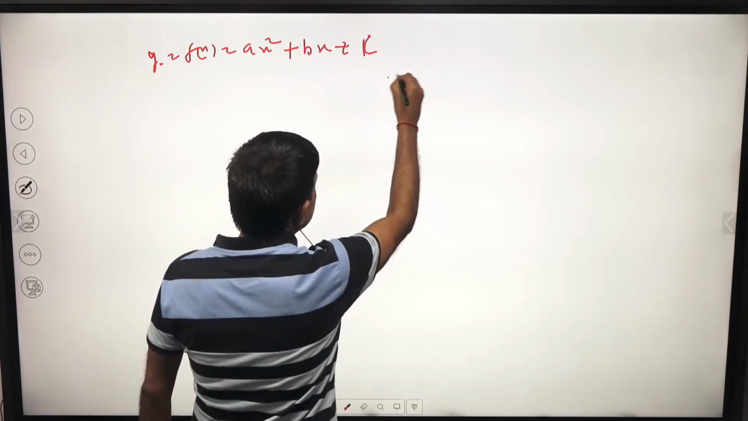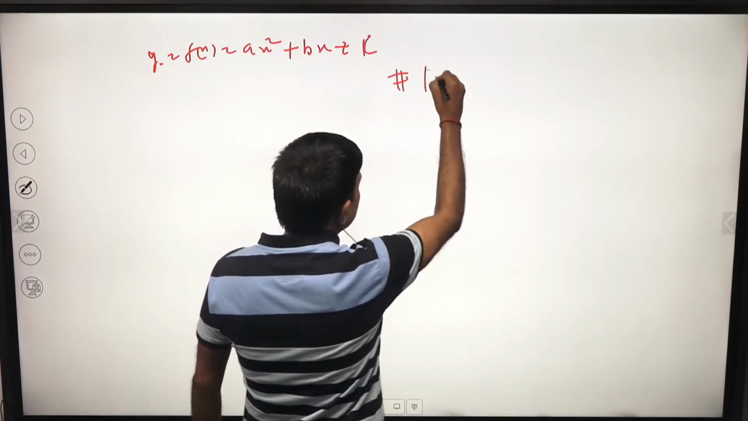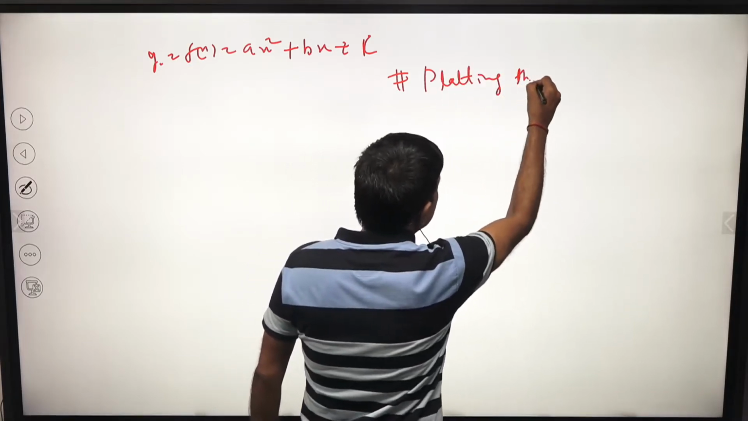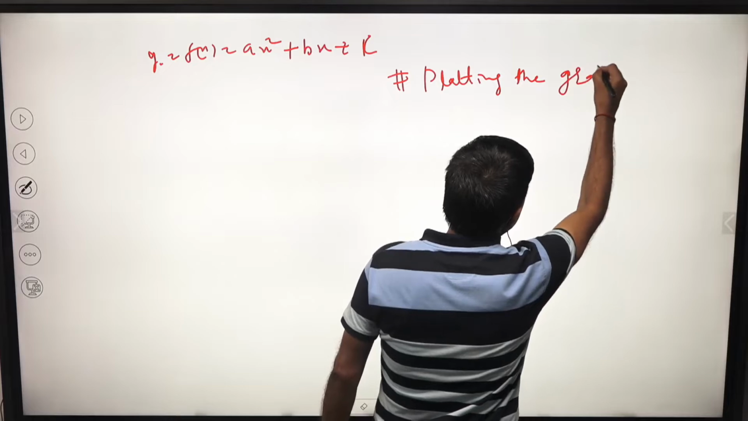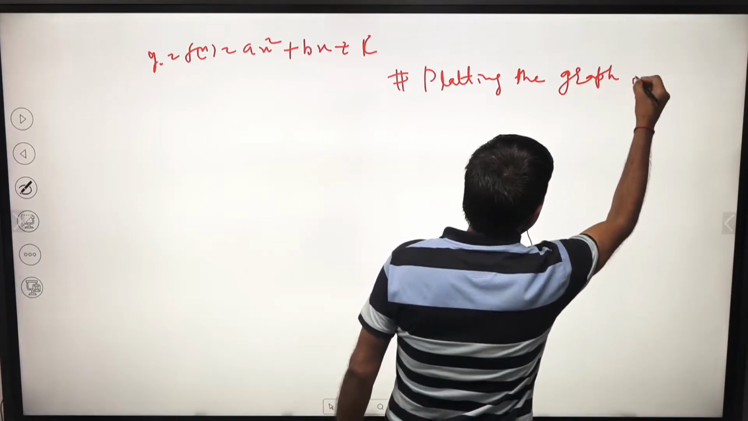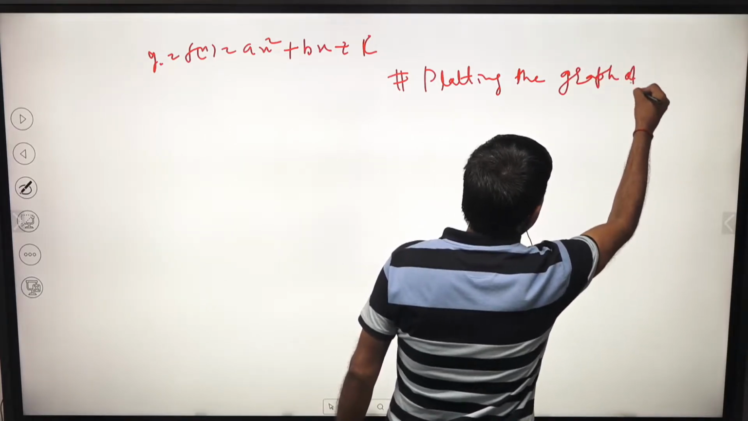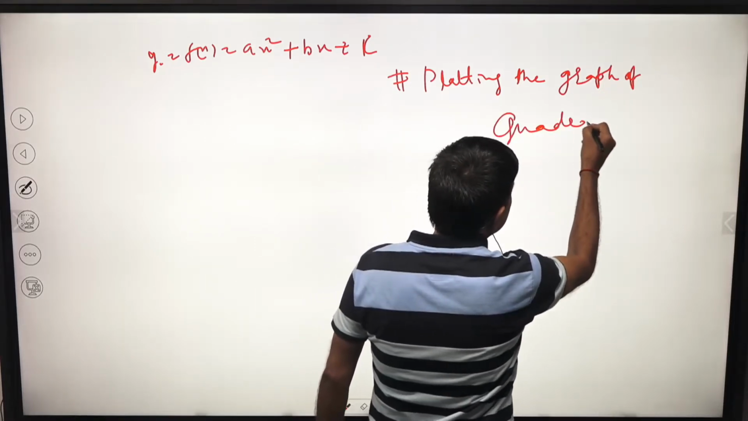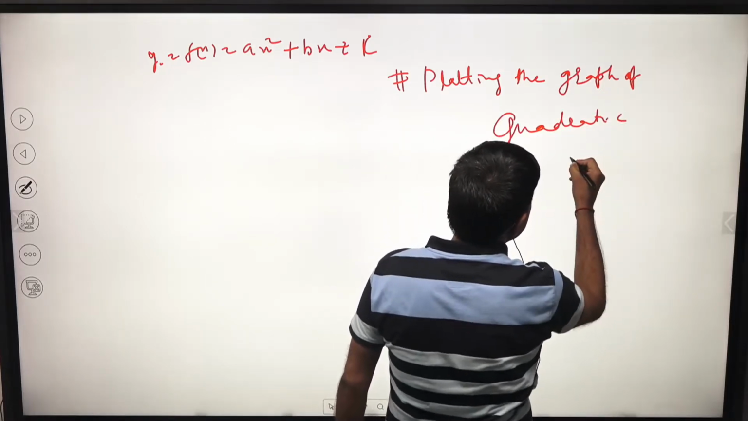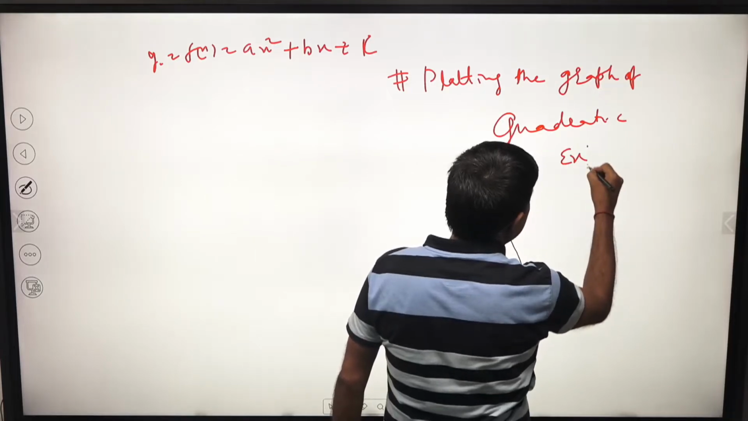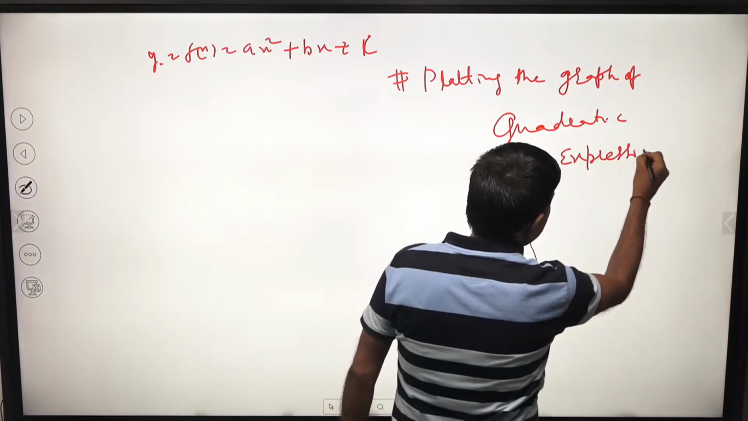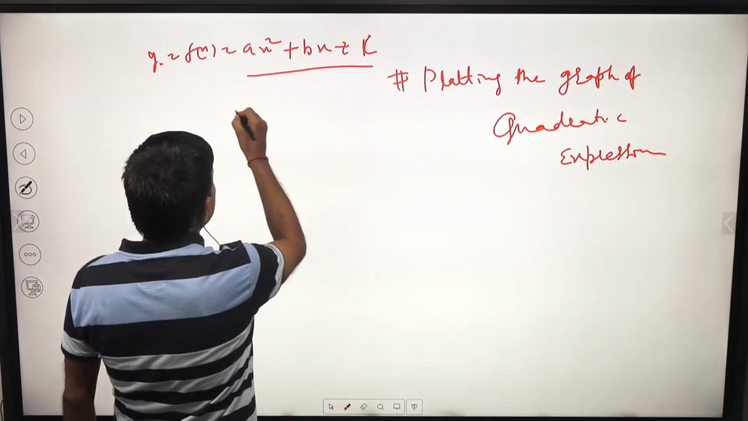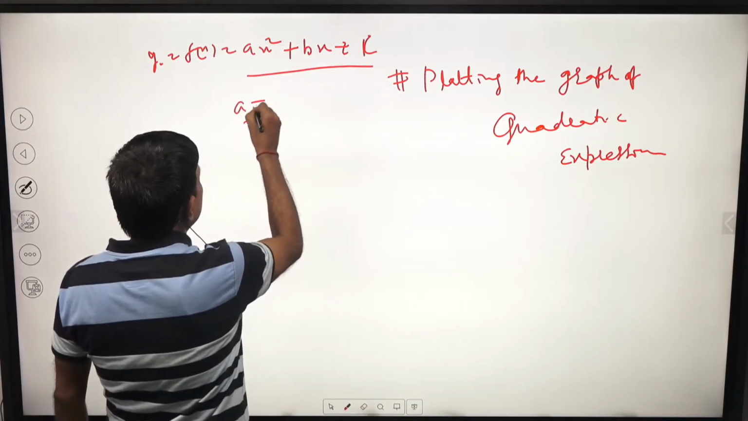Our topic is plotting the graph of quadratic expressions. Here we write expression. So these are the quadratic expressions, where a is not equal to 0.